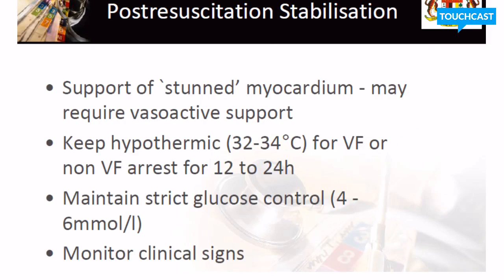After there is return of spontaneous circulation, you may want to keep the patient hypothermic for 12 to 24 hours and maintain strict glucose control between 4 to 6 millimole per liter and continuous clinical signs monitoring.